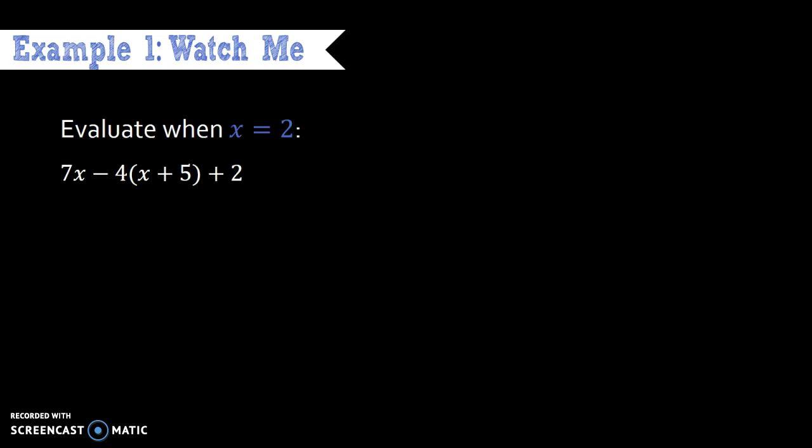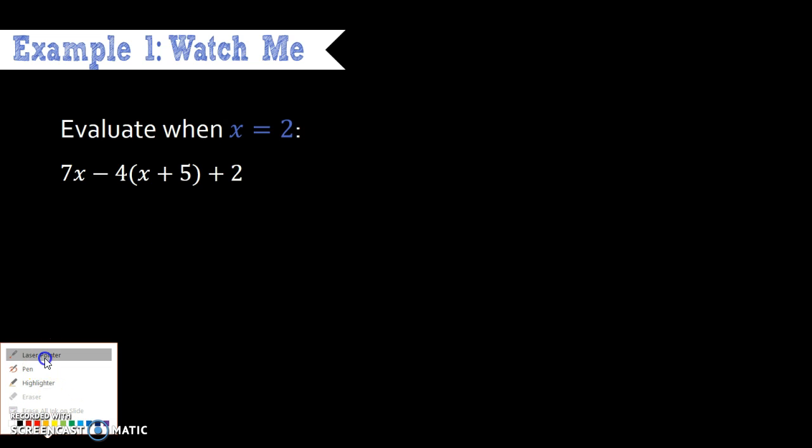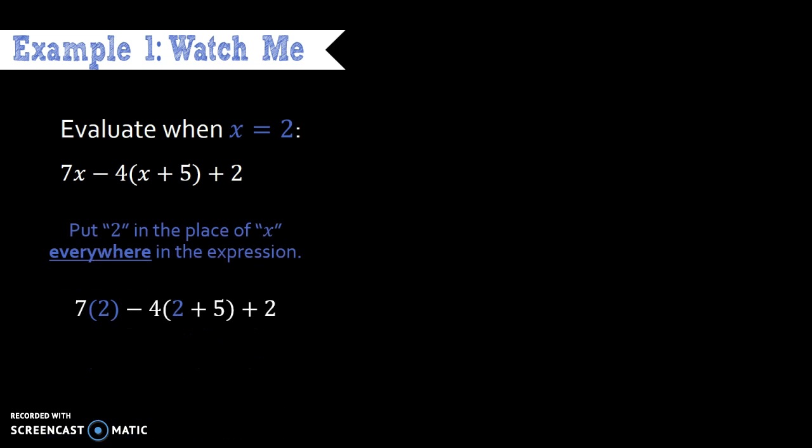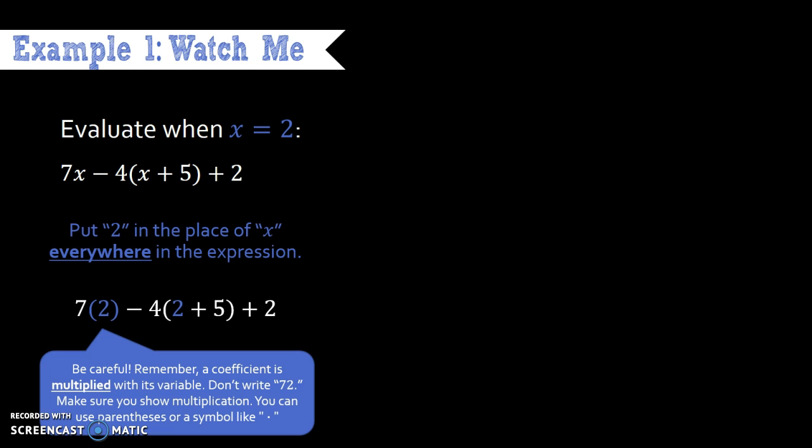When I evaluate an expression, that means I'm going to take the variable, in this case x, and replace it with what x is standing for. This tells me that x is standing for the number 2. So we're going to put the value 2 everywhere that we see x inside this expression. So here's what that looks like once we plug the 2 in everywhere that we see an x. And then we're just going to follow the order of operations.